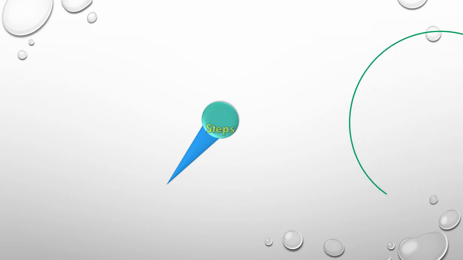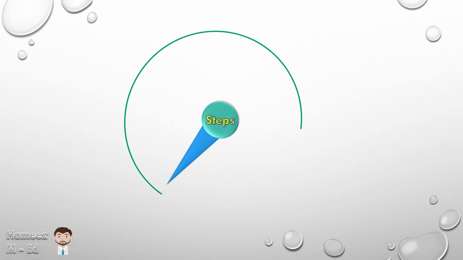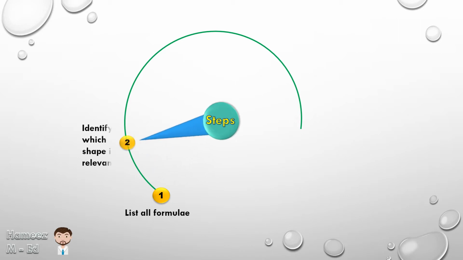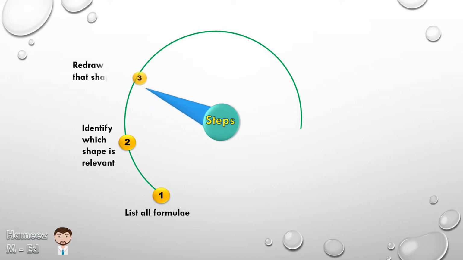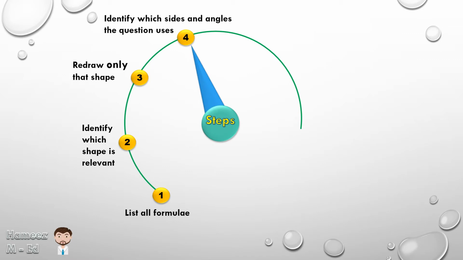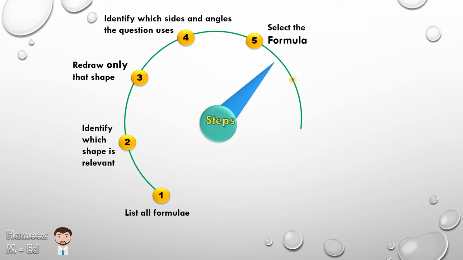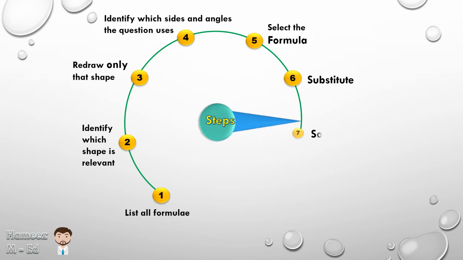Let's look at some basic steps we can follow if we're getting problems with this topic. When tackling this topic, the first thing we can do is list all formulae, which are 4 formulas for the right angle triangles and 2 more if it's considered for any other triangle. Then we identify which shape is relevant. We redraw only that shape, and then we identify which sides and angles the question uses, select the formula, substitute, and then solve.